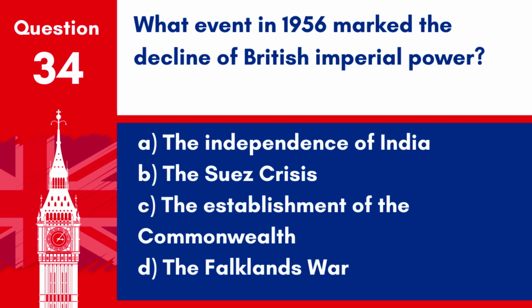Harold Macmillan. Question 34. What event in 1956 marked the decline of British imperial power? A. The independence of India. B. The Suez crisis. C. The establishment of the Commonwealth. D. The Falklands War. Answer: B. The Suez crisis. The crisis and its mishandling marked a significant moment in the decline of Britain as a global imperial power.